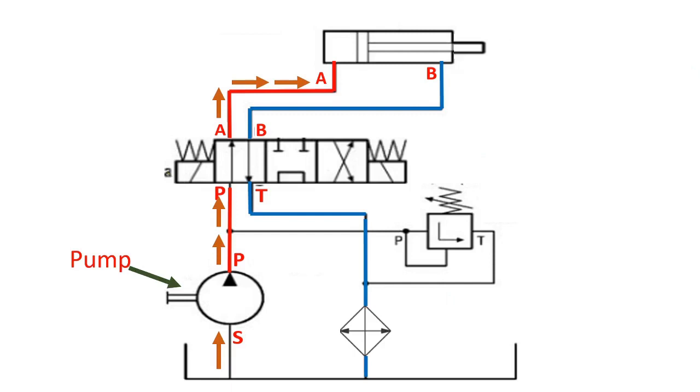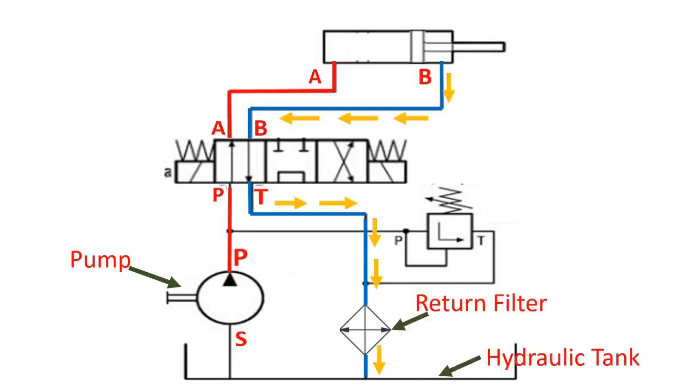When solenoid 1 is activated by an electrical signal, the pressurized oil generated by the pump will pass through the normally open ports of the 4/3-way valve and will enter port A of the cylinder. And the piston will move from left to right. And the oil on the piston side, port B, will automatically return to the oil tank via port B of the cylinder, through the directional valve, through the filter, and back to the oil tank.